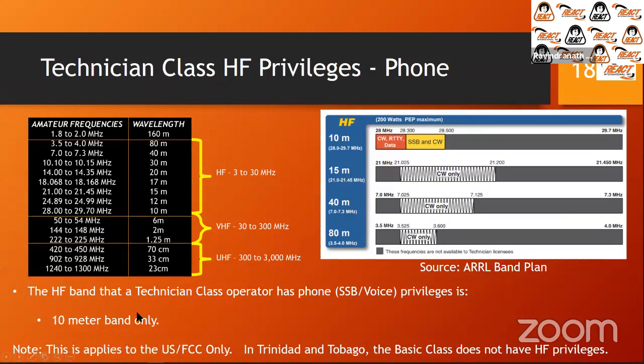So what band is that in? Well, you can do voice or SSB in the 10 meter band only. And if you were to look here on the right-hand side as part of the band plan, you'll see the 10 meter band, the 15 meter band, 40 meter band, 80 meter band. But notice the 10 meter band you can do SSB, and SSB is voice, single sideband is voice, in this section from 28.3 to 28.5 megahertz.